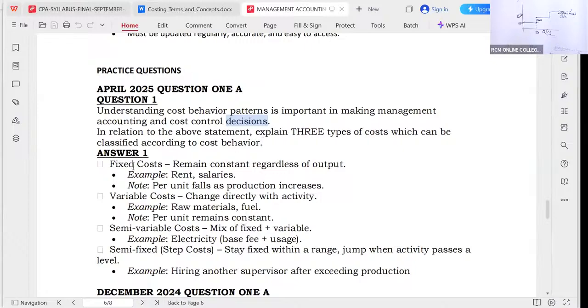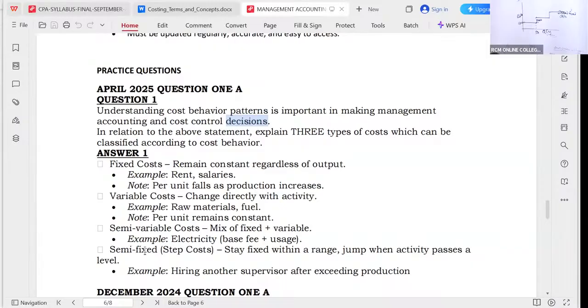So answer, fixed costs remain constant regardless of output. Example, rent, salaries. Variable costs change directly with activity. Example, raw materials, fuel. The more you use this vehicle, the more you will incur in terms of fuel cost. Then we have semi-variable cost. It's a mixture of fixed plus variable. Example, electricity, there is a base fee plus usage.